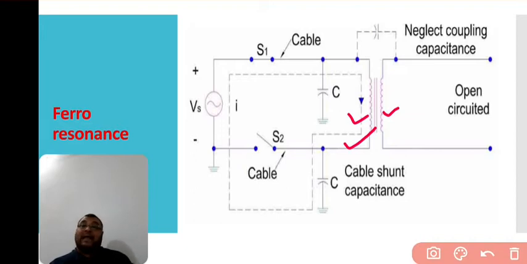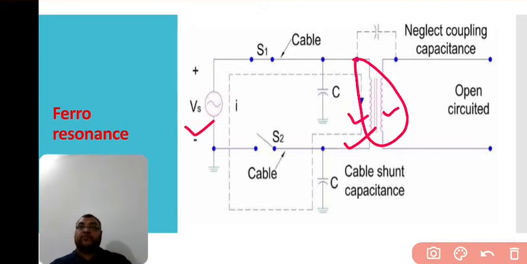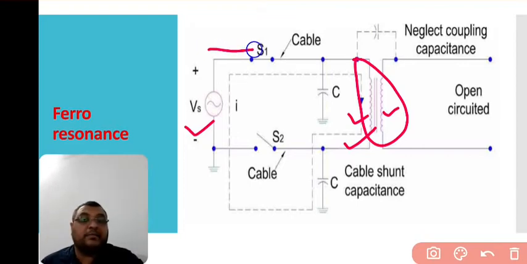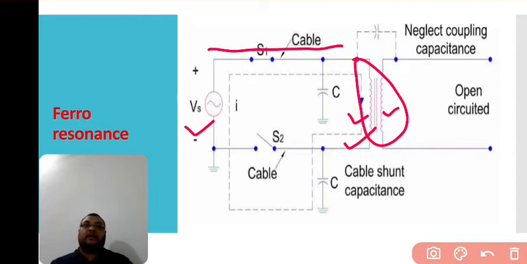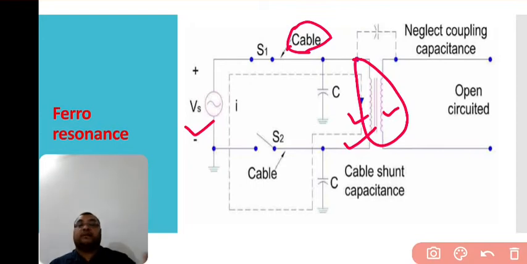Now let us consider a power system consisting of a source and a transformer. The transformer is connected to the source by means of a high capacitance cable. You can consider this is the high capacitance cable, which I have already put in for you. You can easily see it in the figure.